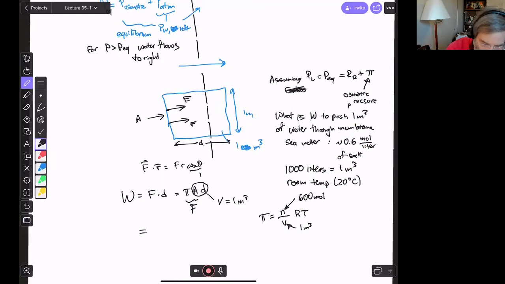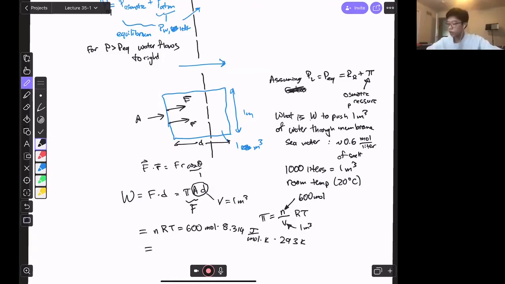So work, the two volumes cancel, this volume here and this volume here are going to cancel. And so the work is just equal in this case to nRT. So that's 600 moles times R, which is 8.314 joules per mole Kelvin, times T, which is 293 Kelvin. And Kevin, did you plug in the numbers on this? Yeah, I got 1.46 million joules.